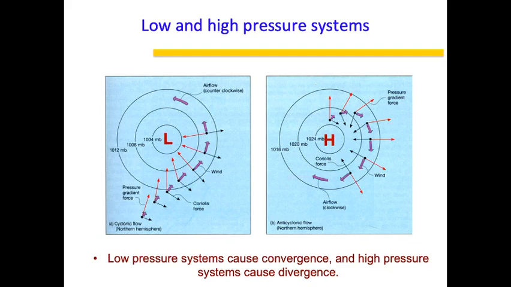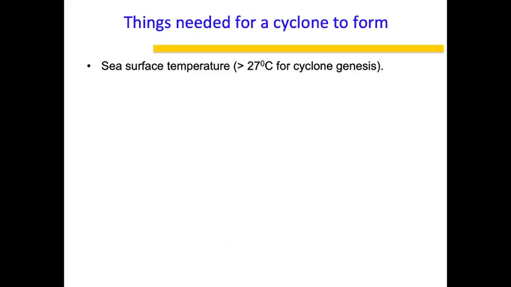All right. With this premise, let us move forward and take a look at what things are needed for a cyclone to form. I'm sure you know this: you need a high sea surface temperature, which should be greater than 27 degrees Celsius. This is the temperature on the surface of the ocean. That is one of the triggers.